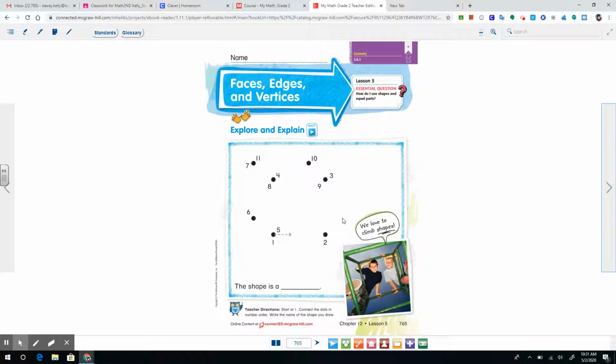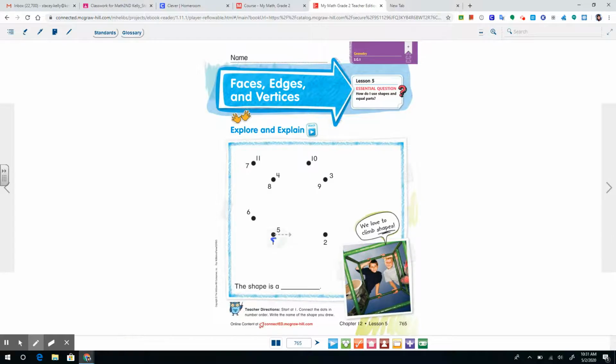Today's lesson to begin with is a little challenging just because of the tool that I have to use online doesn't make the straightest of edges, so I will try the best I can, and then we will show the answer key so you can see it. But it says, start at number 1, connect the dots in number order, write the name of the shape you drew. Okay, so I'm going to try my best. Keep in mind, this is kind of tough because it is on the computer, so I'll do my best.